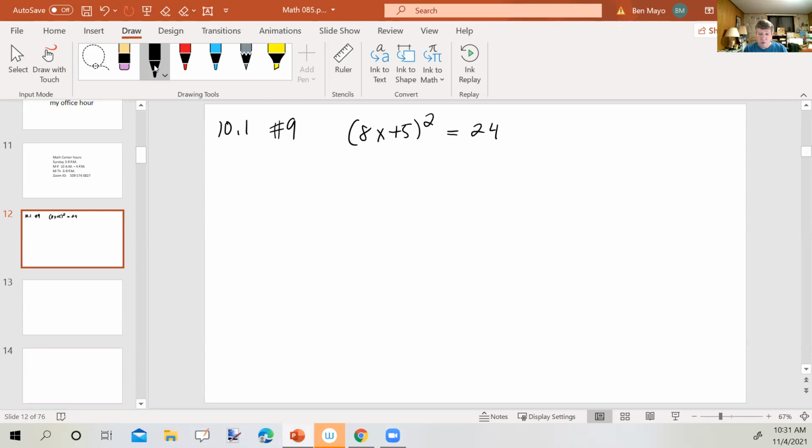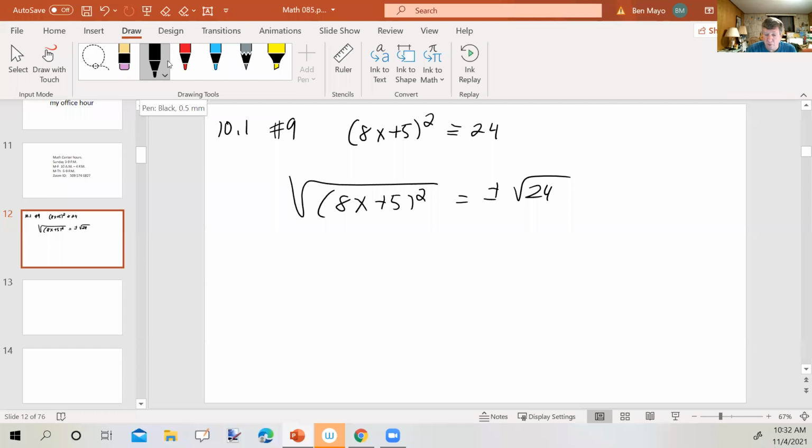All right, so this equation is already in that special form where we can use the square root property. We have a perfect square on the left side of the equation, which contains the variable x, and a constant on the right side of the equation. So our first move is going to be to take the square root of both sides. In fact, let's rewrite this. So we'll have the square root of the quantity 8x plus 5 squared equals plus or minus the square root of 24. So on the left side of the equation, the square root and the square undo each other, and we have 8x plus 5.